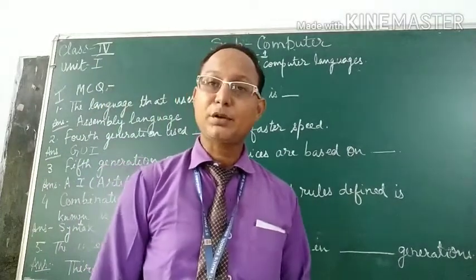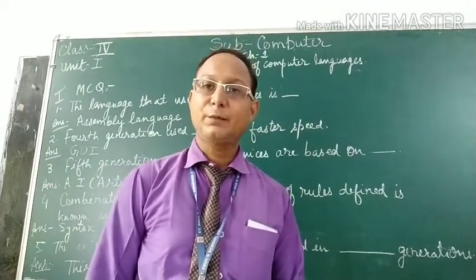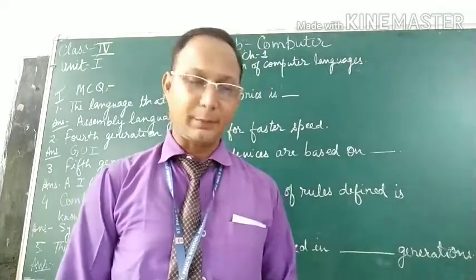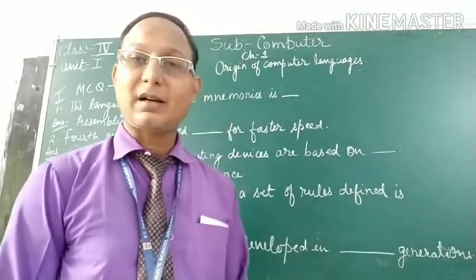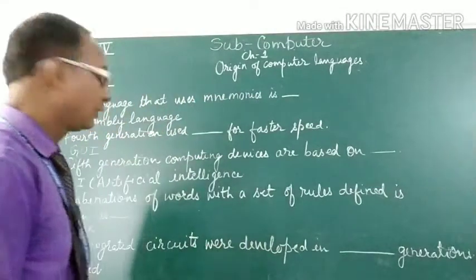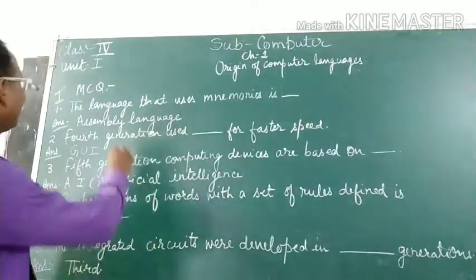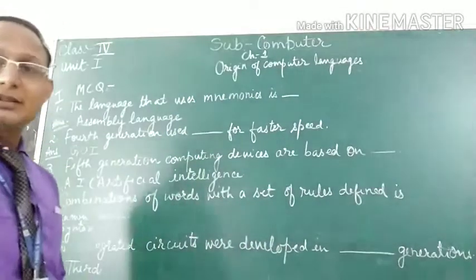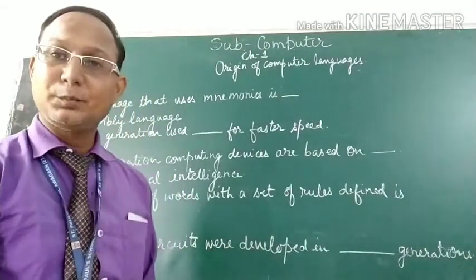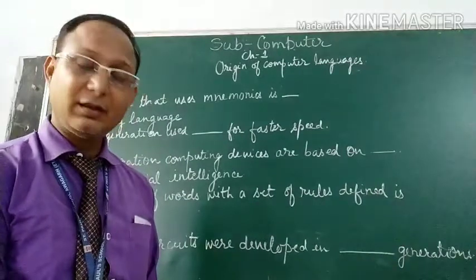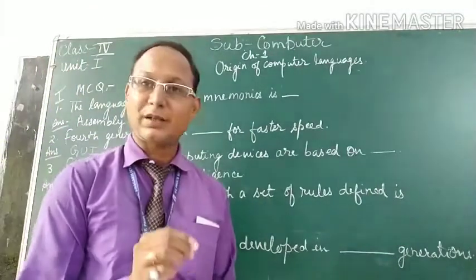So open your books, page number 15. Page number 15. The first part is tick the correct option. You can write the heading MCQs and start marking the right option in the book. You will do the work in the book.